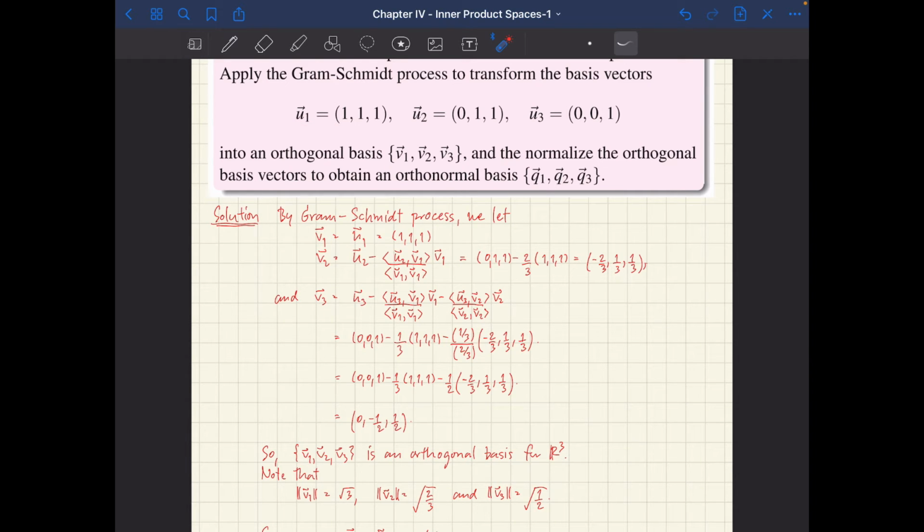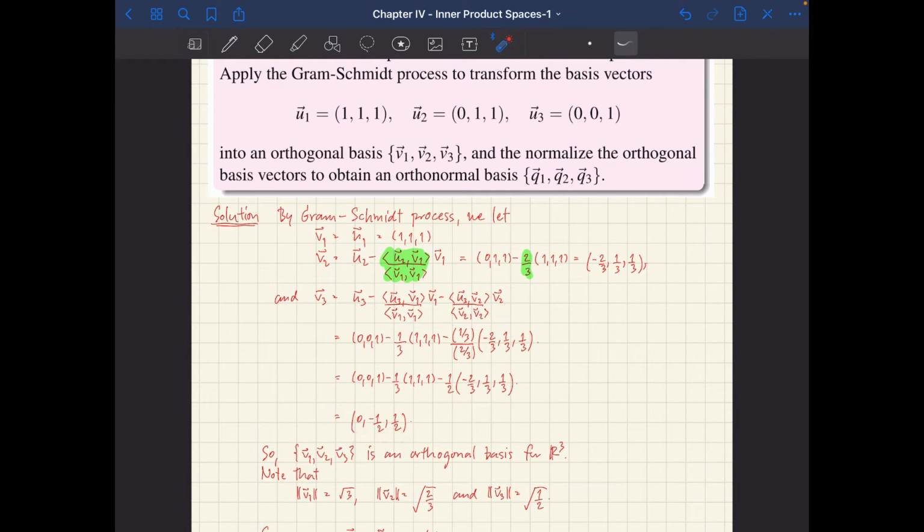Next, v2 is equal to u2 minus the inner product of u2 and v1 over the inner product of v1 and v1. Also, the inner product of v1 and v1 is the norm squared, right? It's the norm of v1 squared, multiplied with v1. So we calculate this one, and this one is equal to this vector. Next, for v3 we apply the Gram-Schmidt process again, and we obtain this vector.